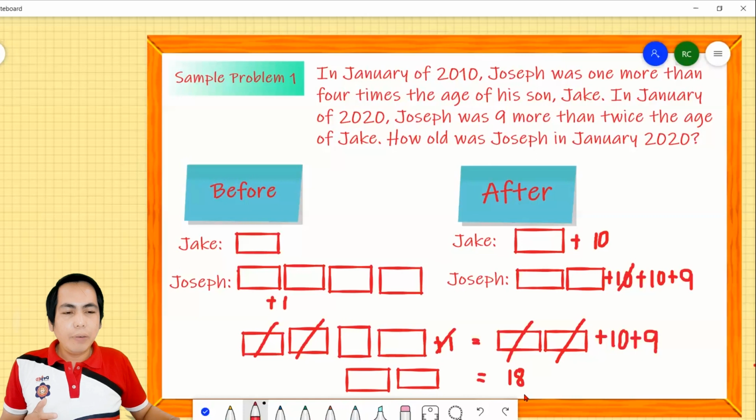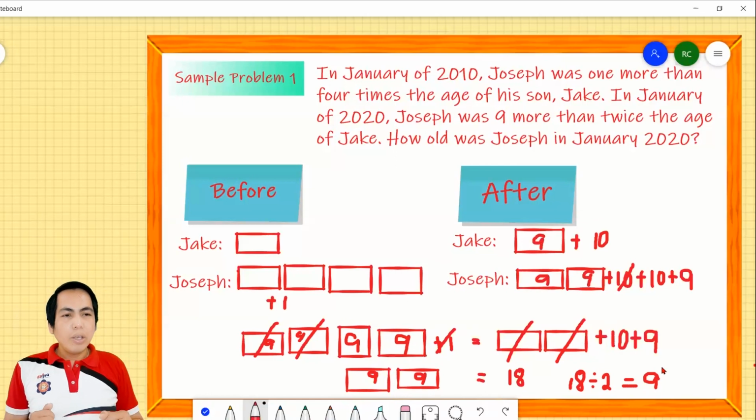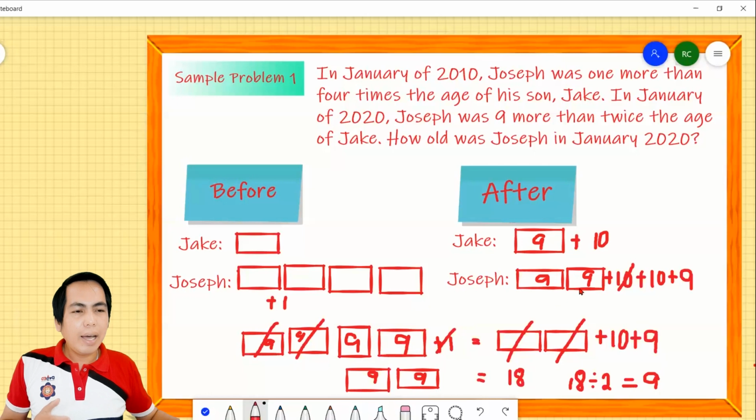So for us to identify the value of each of these boxes, we have to divide 18 by 2. 18 divided by 2 will give us 9. So the value of each of these boxes is 9. This is 9, this is also 9, this is also 9. So in January of 2020, Joseph was 9 plus 9 is 18, plus 9 is 27, 37, 47. So Joseph was 47 years old in January of 2020, while Jake was 19 years old.